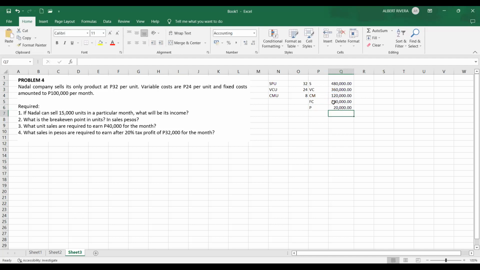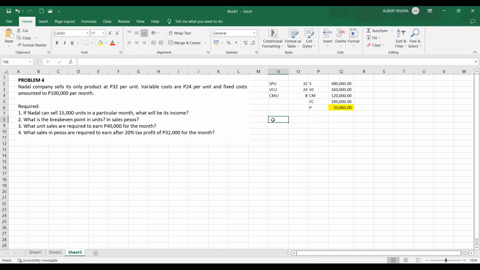But in the exam, just use the CM times the number of items sold. Dito ka na magsimula at 120. Minus the fixed cost given, so the profit is 20,000 pesos. So this is the answer in item 1. In item 2, you're asked to compute the break-even point in units and the break-even point in pesos.